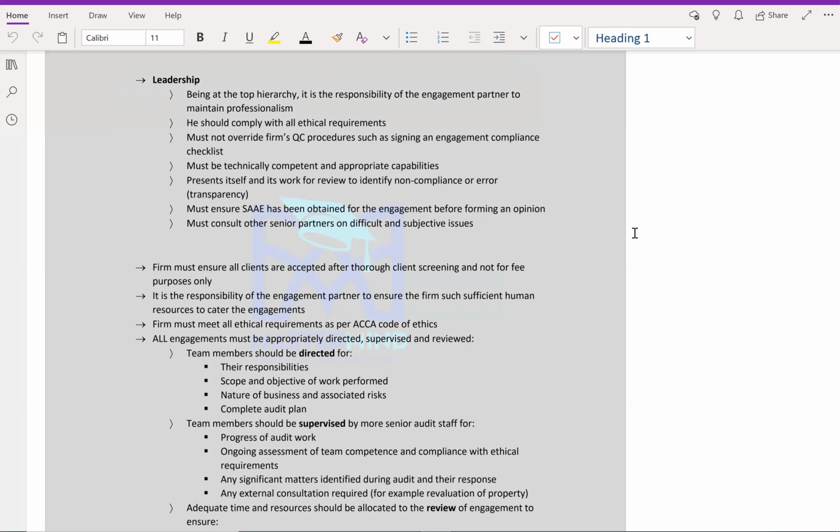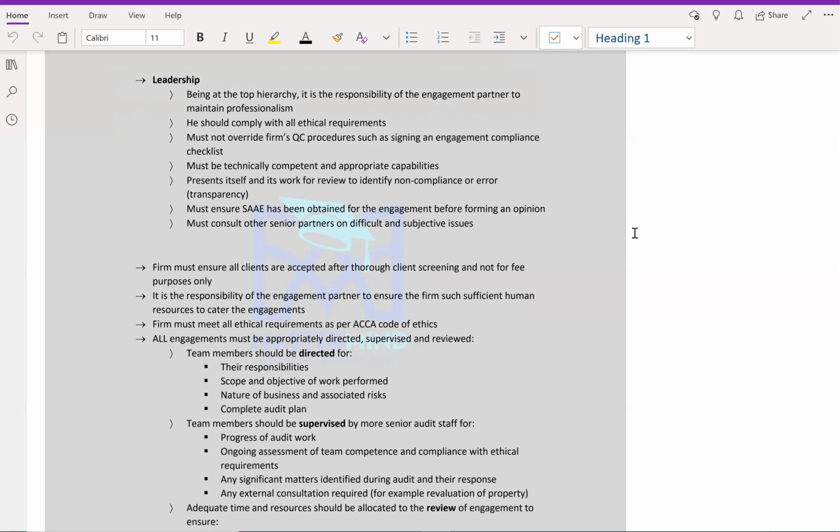So leadership is one. The firm must ensure all clients are accepted after thorough client screening and not for fee purposes only. Obviously, like I told you earlier, an audit firm is itself a business, so fee is an attraction. Higher fee is an attraction, but the point is you need to assess your capacity as well. It's very important. It is the responsibility of the engagement partner to ensure the firm has sufficient human resources to cater to the engagements.